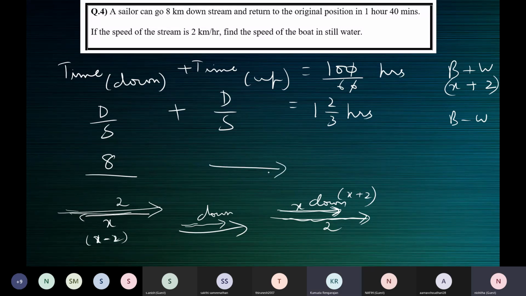Water flows in this direction. You row your boat in the same direction, downstream. So speed will be the speed of the boat plus the speed of the water. Upstream is where water flows in a particular direction, but you are rowing your boat in the opposite direction.